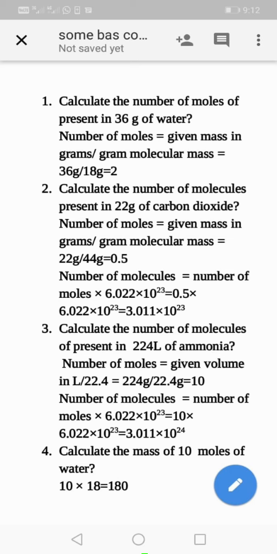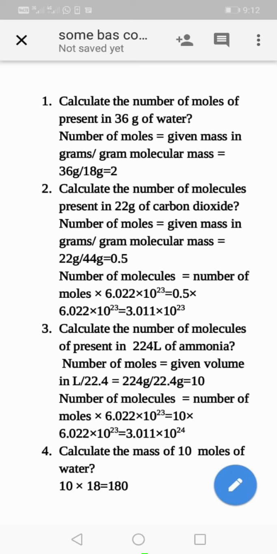Calculate the number of moles of water molecules present in 36 grams of water. So what you have to do is number of moles is equal to given mass in grams divided by gram molecular mass. Given mass in this question is 36 divided by 18. From where did you get 18? The molecular mass of water is equal to 18 u, and its gram molecular mass means it is 18 grams. So you will have to use that.